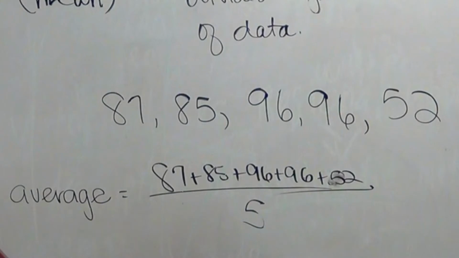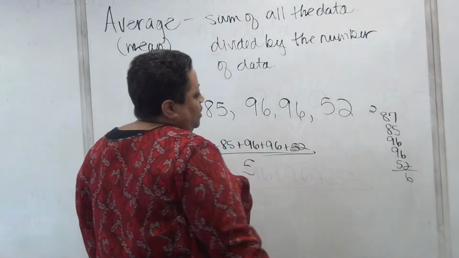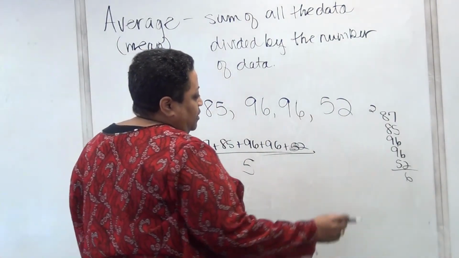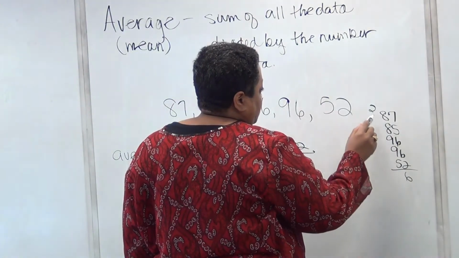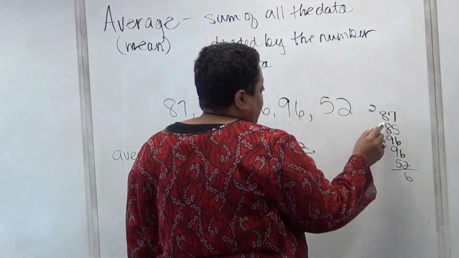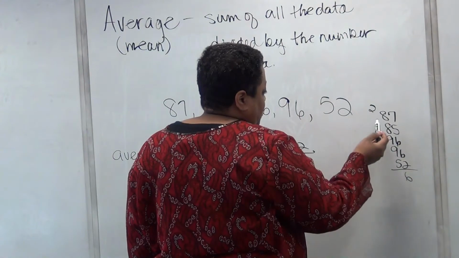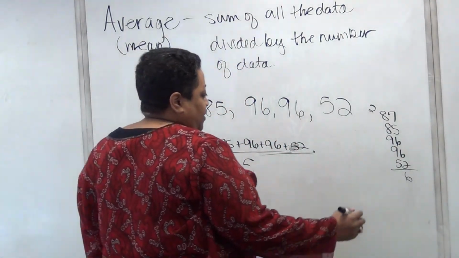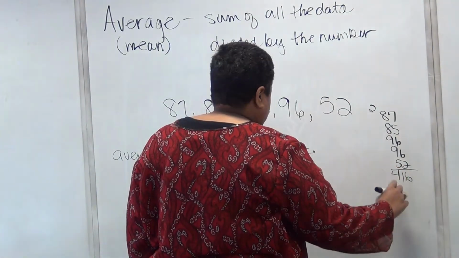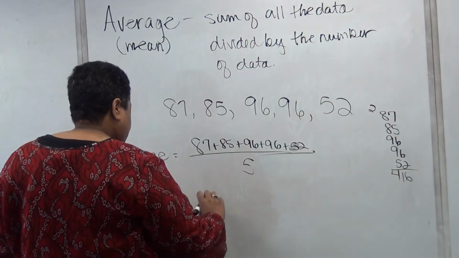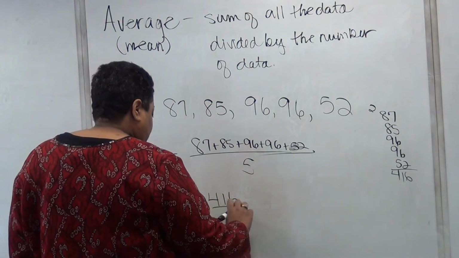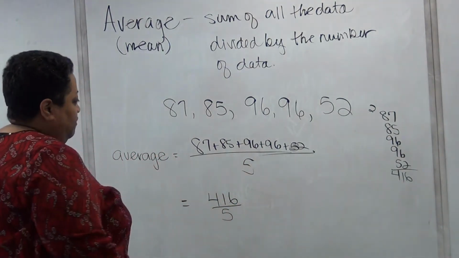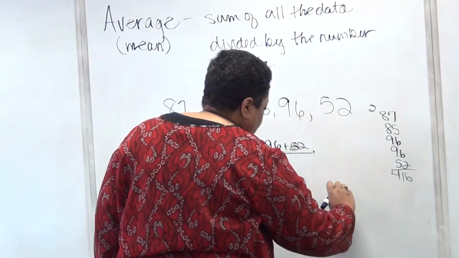Okay, so now let's add this data up. Let's add up 87, 85. All right, let's see here. 9 and 9 is 18 plus 2, 20. 8 and 8 is 16, so that's 36. 36 plus 5 is 41. So, 41 divided by 5. So let's calculate that.